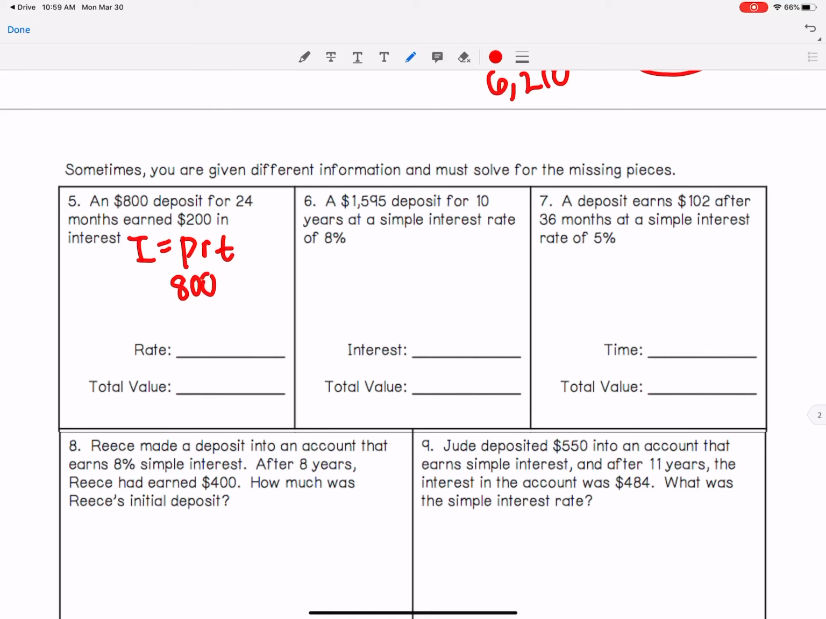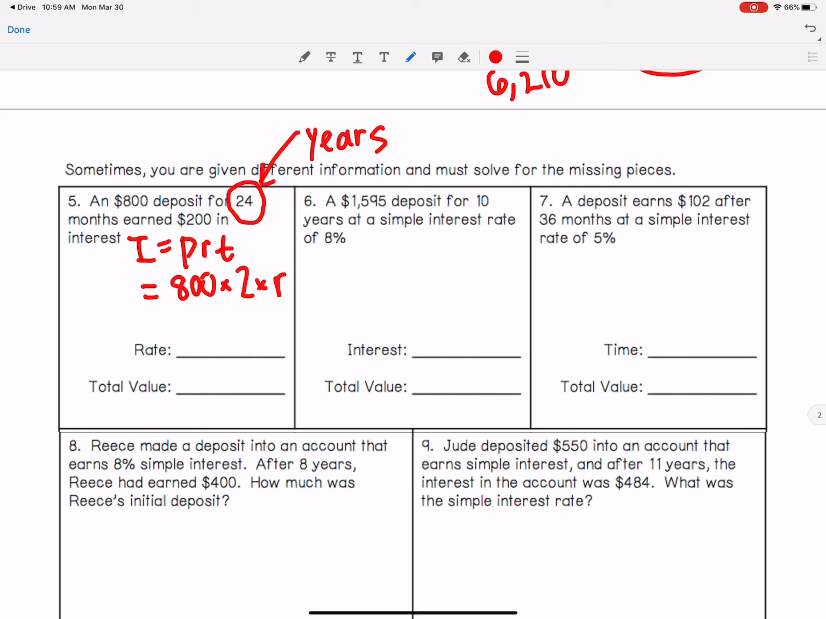Let's see if they give us a rate. They do give us the time, 24 months. Well, what is 24 months in terms of years? Because we said time always has to be measured in years. Well, that's 2 years. So I'm going to times by 2 years. But what I see here is that they're not giving me the rate. They're not giving me any percent that I need to times by. So I'm just going to leave R right there.